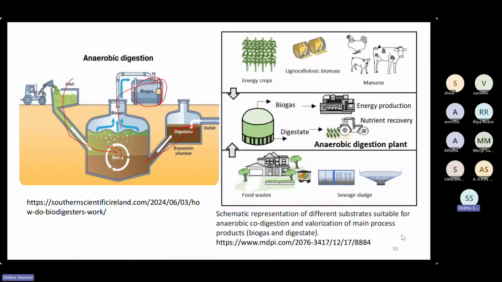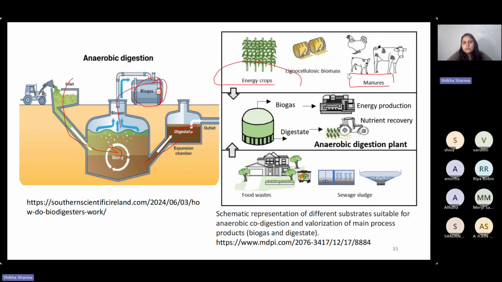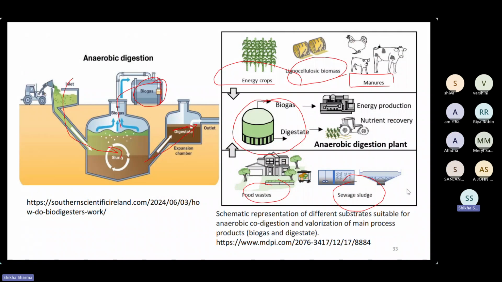Here, if we see, the manure of animals, energy crops, lignocellulosic biomass, food waste, and sewage sludge can be used as substrates to produce biogas. They can be put into biogas production, and we get biogas for energy production and digestate for nutrient recovery. So here anaerobic digestion is the correct answer.